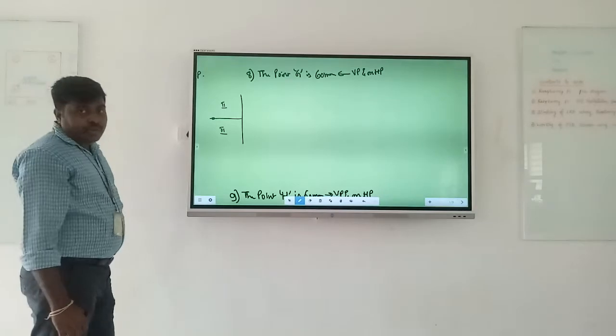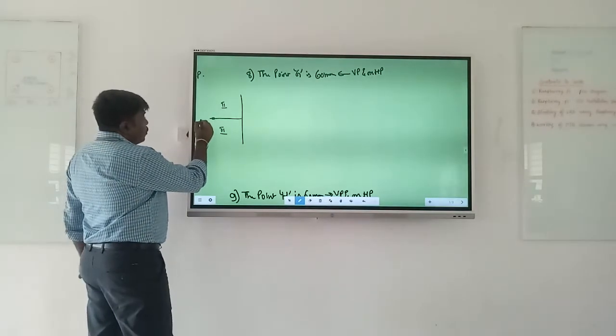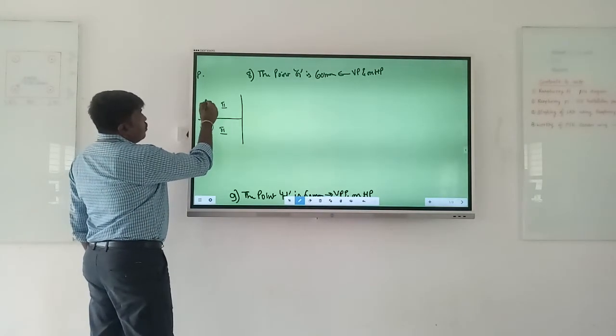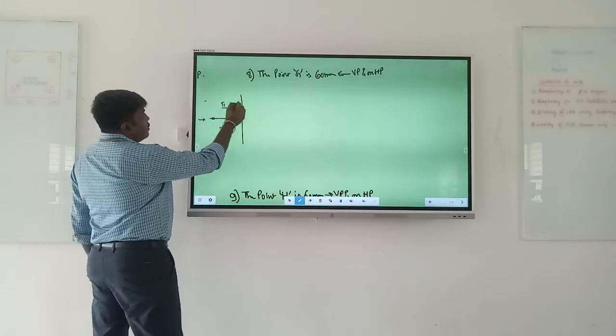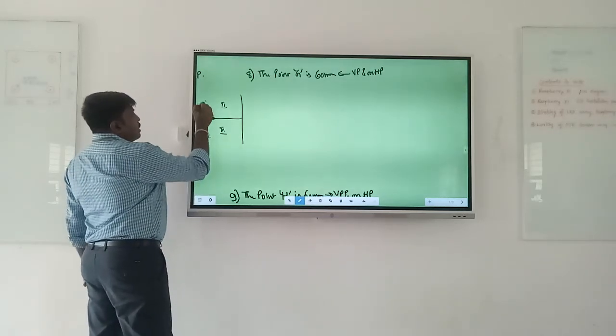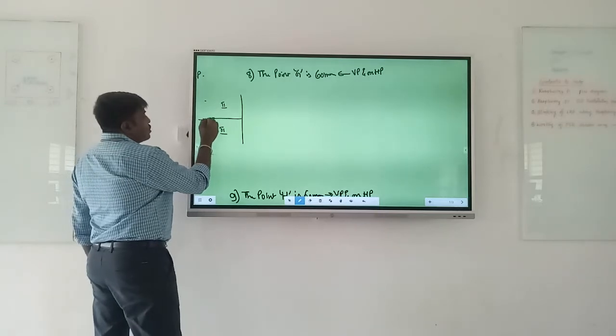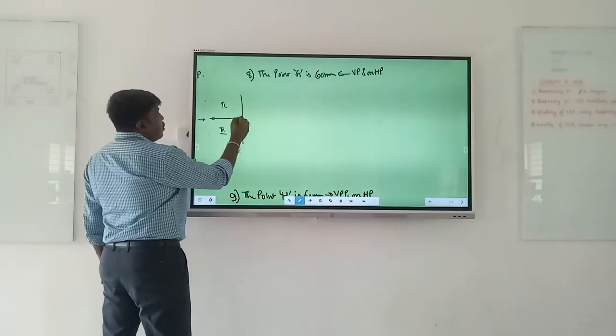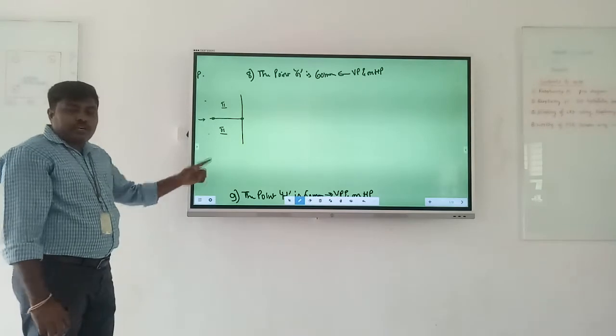Now torchlight from front view. This is the front view. If it is above HP, I would have got it like this. If it is below HP, I would have got it like this. Whereas now it is neither above nor below, it is on. When I torchlight, I will get it on the origin.